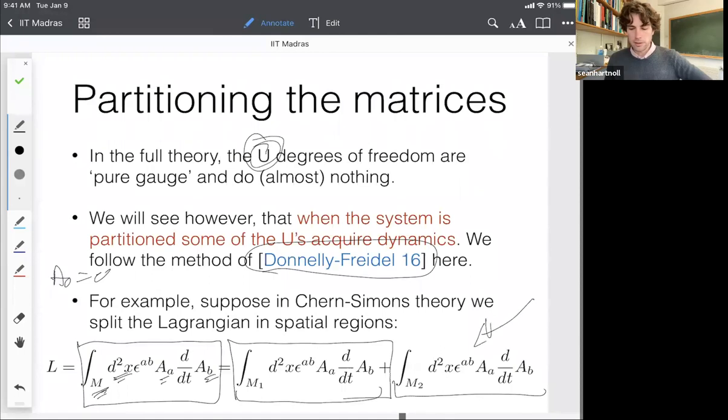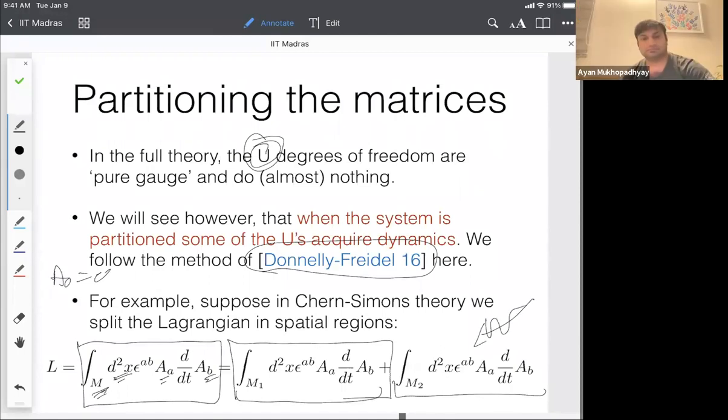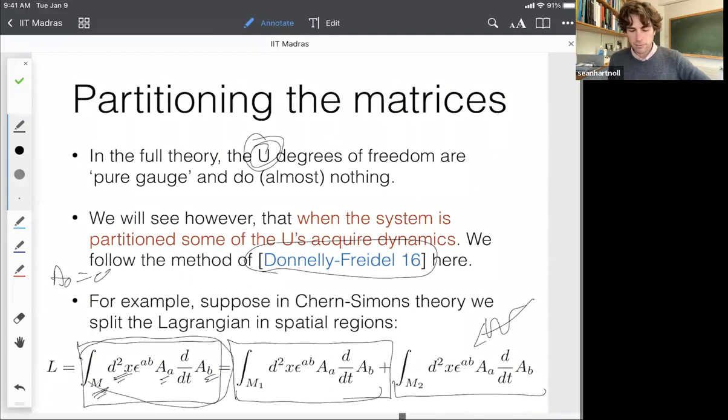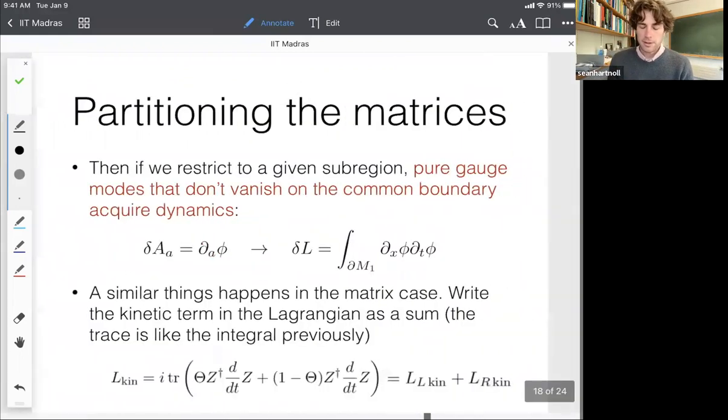Yeah, very good. Okay, so imagine in Chern-Simons theory, the Lagrangian is this integral over space, but I can write it as a sum of the integral over one half plus the integral over another half. And now suppose I want to quantize just one half by itself. If you do that, because in Chern-Simons theory it's only gauge invariant after you integrate by parts, if you have a boundary, the pure gauge modes that act on the boundary don't leave the action invariant.